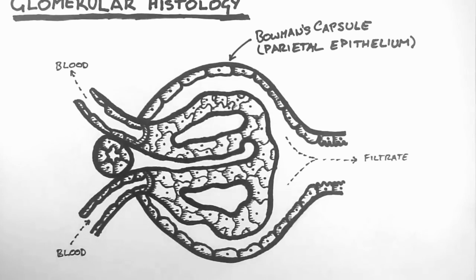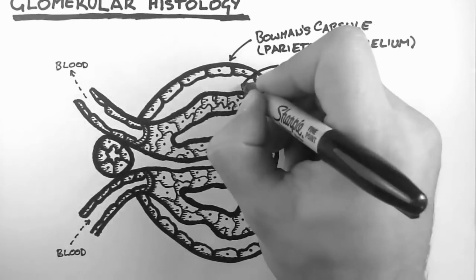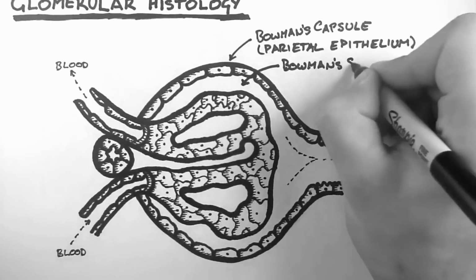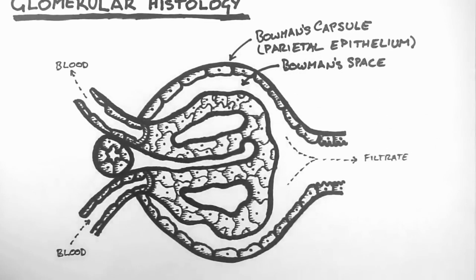Epithelium is one of the four basic types of tissue, the others being muscular, nervous, and connective tissue. And epithelium lines the surfaces of structures of the body. Now between the parietal epithelium and the capillaries we have Bowman's space. This is the area into which filtrate collects before flowing into the proximal tubule.